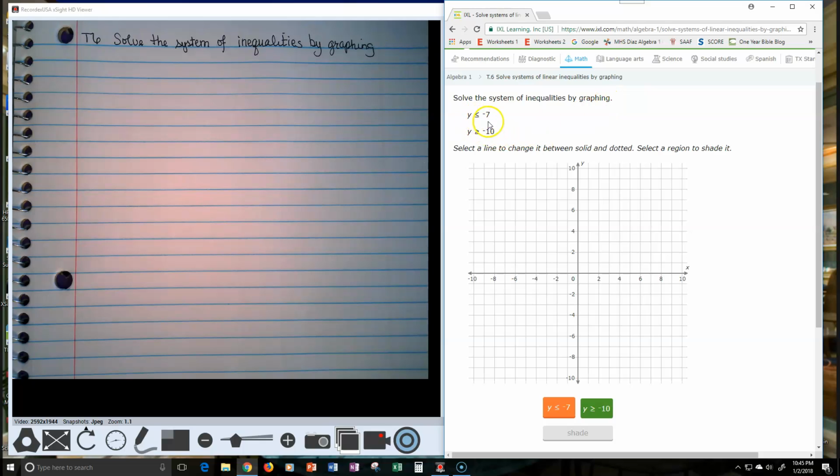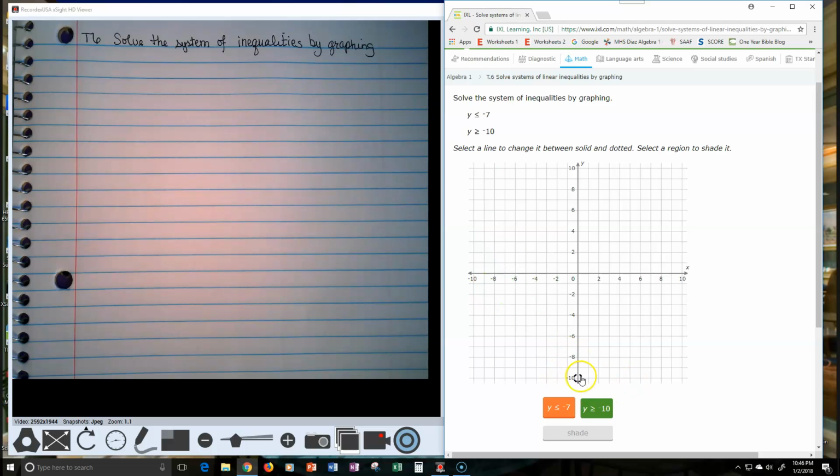We've got y is less than or equal to -7. So let's come on down here to -7. We know that our line is going to be solid because of the inequality symbol. Then we've got y is all values greater than or equal to -10. So click your green.